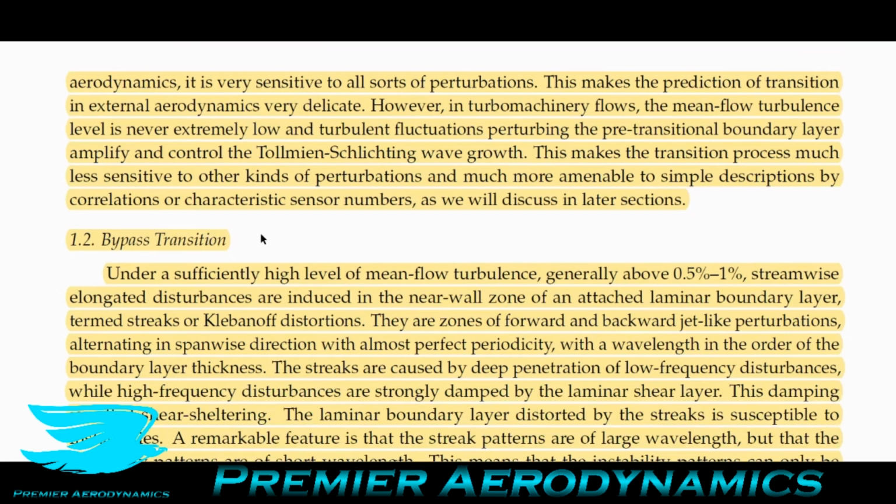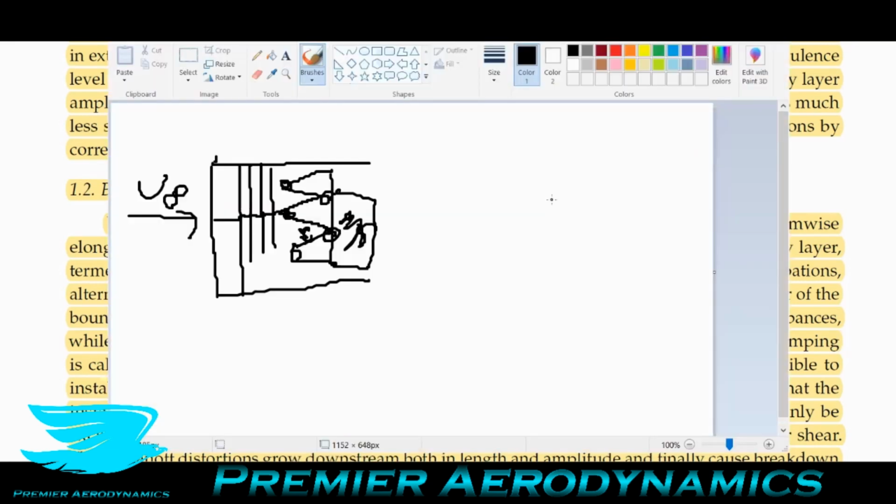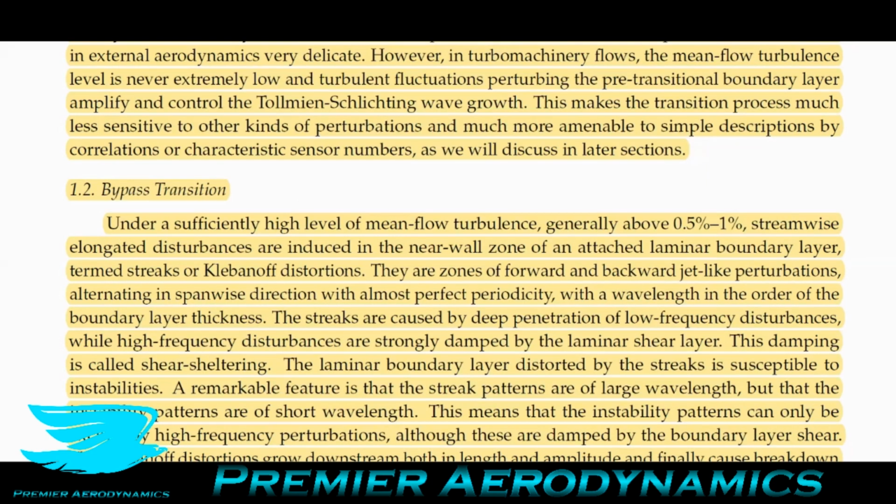What about bypass transition? I've talked about this one in other podcasts as well, but let's cover it here in more depth. Under a sufficiently high level of mean flow turbulence, generally above 0.5% or 1%, again depending on the Reynolds number and the surface roughness, streamwise elongated disturbances are induced in the near wall zone of an attached laminar boundary layer, termed streaks or Klebanoff distortions. This is somewhat similar to natural transition. It looks very similar. I'll describe it a little more and draw it a little bit later.